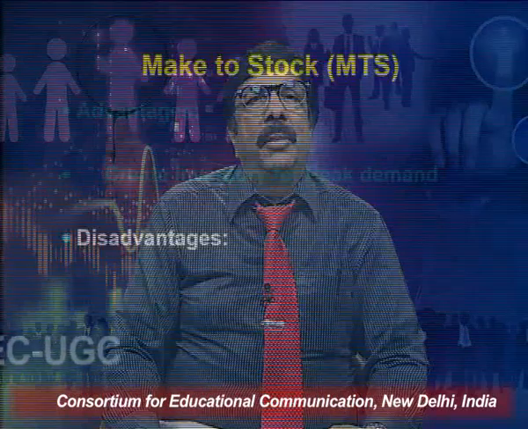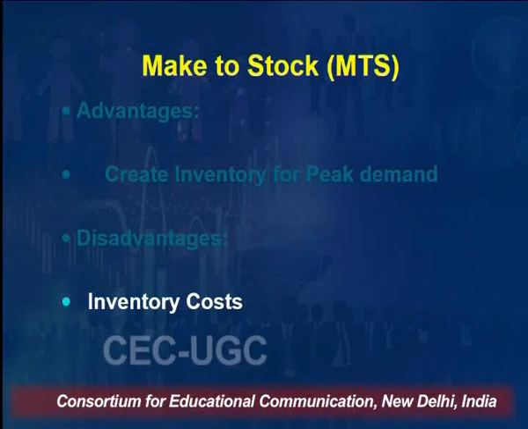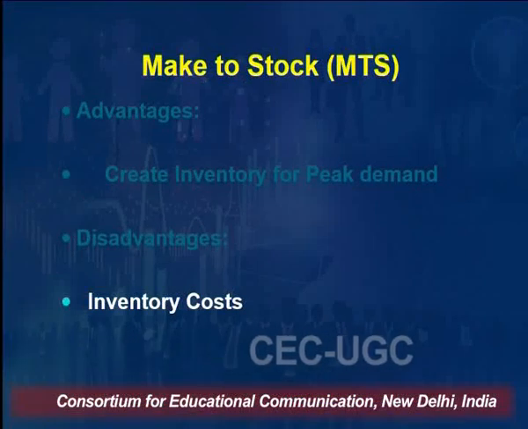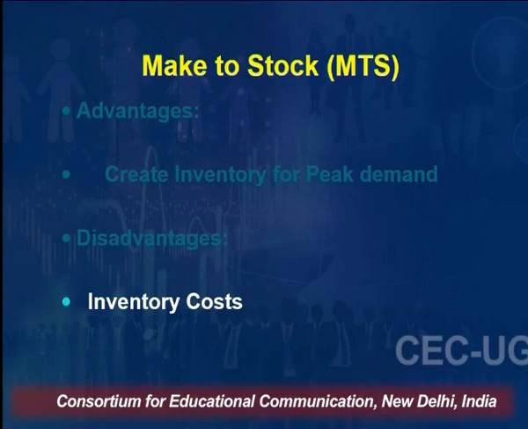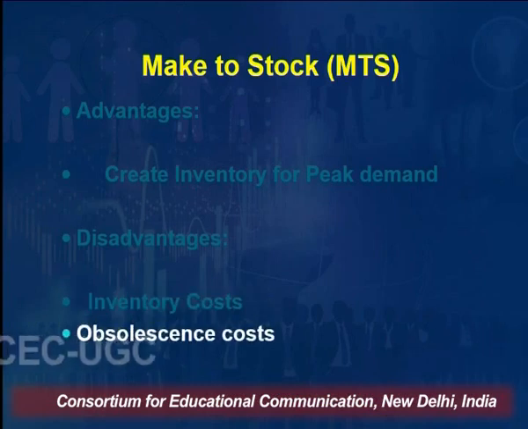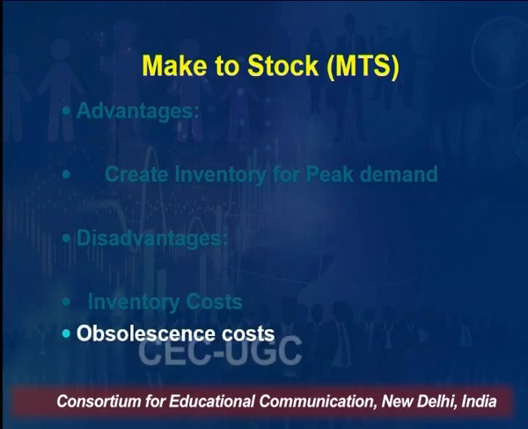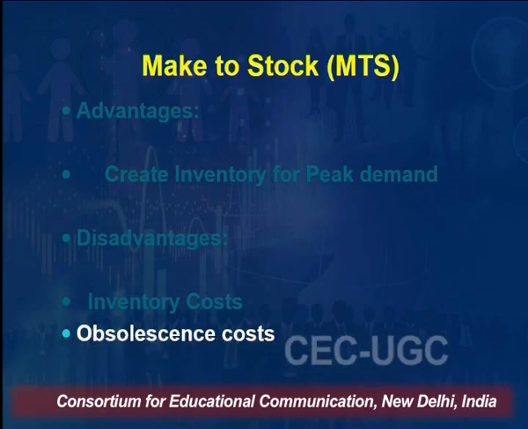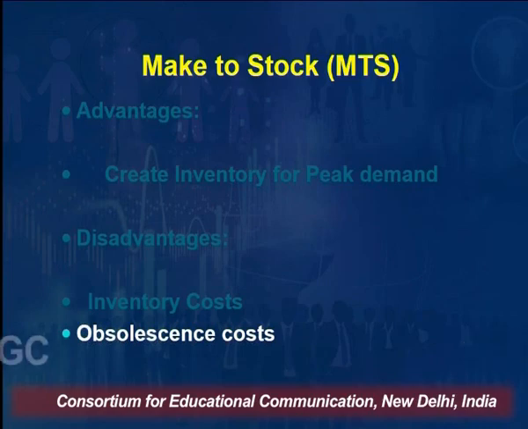But what are the disadvantages of make to stock? Inventory cost. They have to invest in the inventory before time, and they have to stock it and put it in the market. And sometimes there are obsolescence costs also. Sometimes, for example if it is a medicine or a food item, there is an expiry date to it. So it may become obsolete after some time, it may expire after some time. So these are some of the disadvantages of these goods.